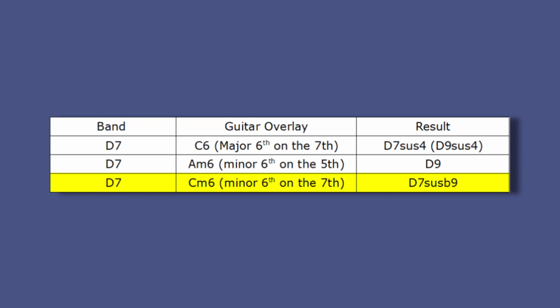So the band's playing D7th, we're going to play C minor 6th. Remember that C is the 7th note of our D dominant 7th chord. So therefore we're going to play C minor 6th over the D7th background. Here goes.